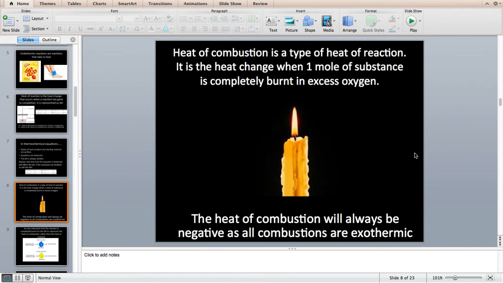The heat of combustion is a type of heat of reaction. It is the heat change when 1 mole of substance is completely burnt in excess oxygen. So again, that's one of your first definitions you need to know, the heat of combustion. It'll always be negative because all combustions are exothermic.